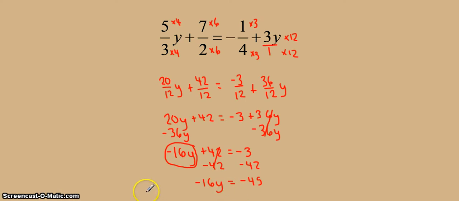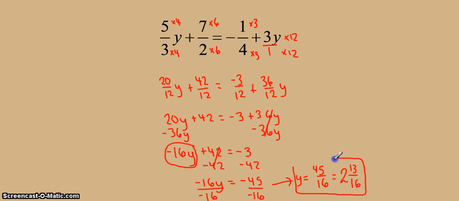Remember, we want to get the y term all alone. Right now we are multiplying it by negative 16. So the opposite is to divide by negative 16. And whatever we do to one side of the equal sign, we must do to the other. So that leaves us with y equals, and negative divided by a negative is a positive, 45/16. That improper fraction is in simplest form, but we could also write it as the mixed number 2 and 13/16. So that is the value of y.